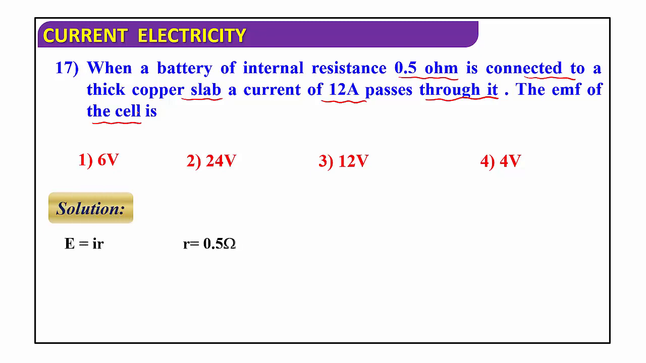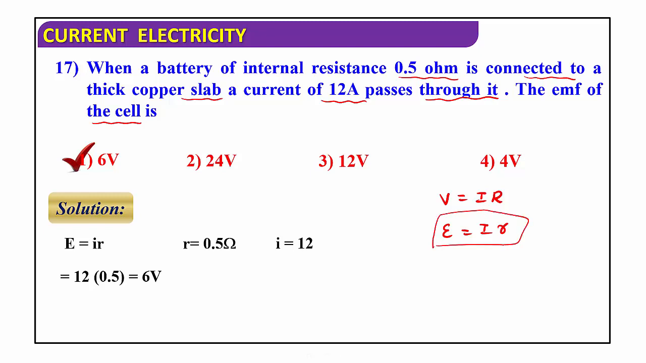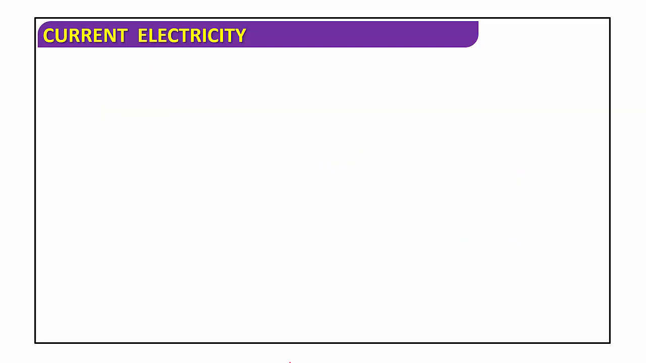Come to the solution. They are going to use the E equal to Ir equation. This is a very easy question. V equal to IR according to Ohm's law, or we can write this equation as E equal to Ir. Both are the same here. When it comes to the EMF of the battery, we have to consider E equal to Ir. Substitute the values, r is given and the current value is also given. Multiply, the final answer is 6 volt. So the first option is the right answer.